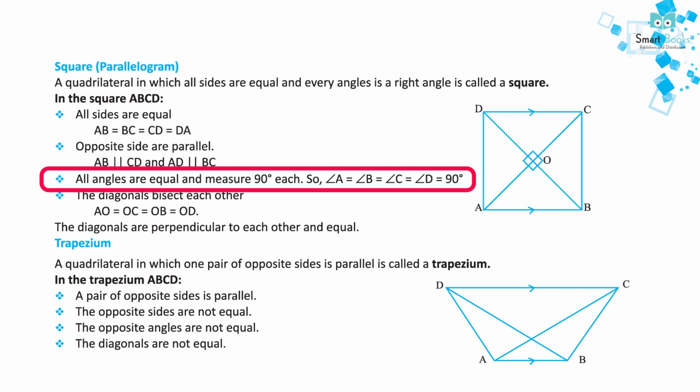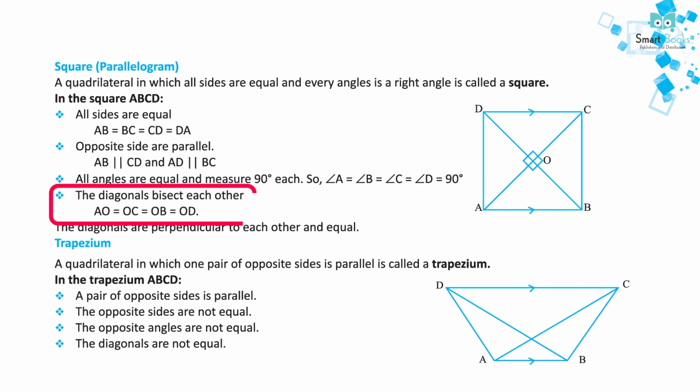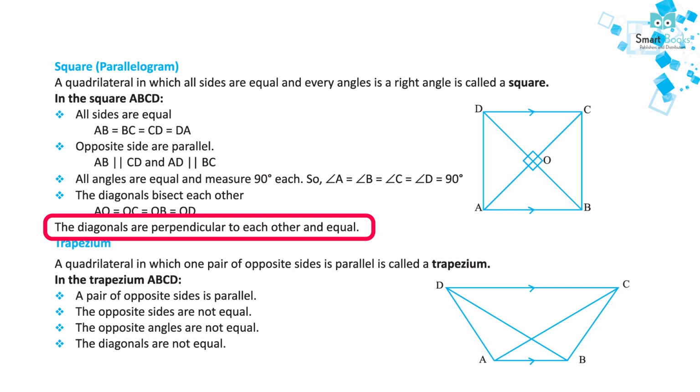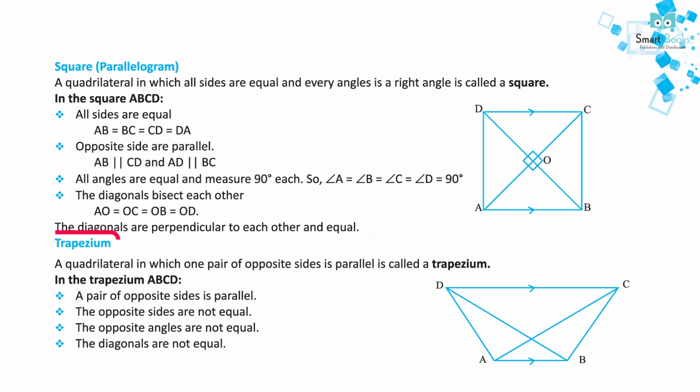So, angle A equals angle B equals angle C equals angle D equals 90 degrees. The diagonals bisect each other. AO equals OC equals OB equals OD. The diagonals are perpendicular to each other and equal.